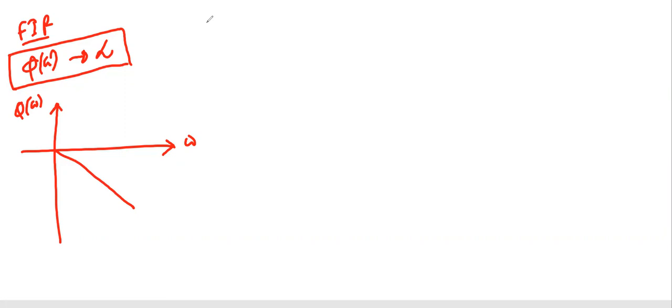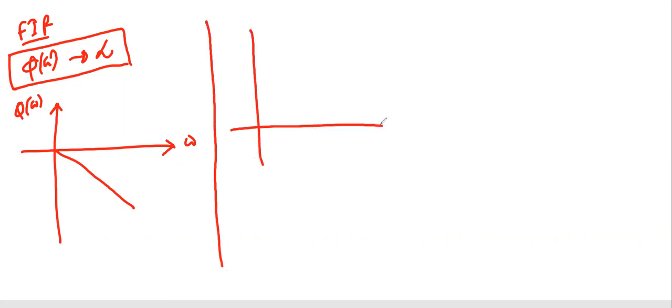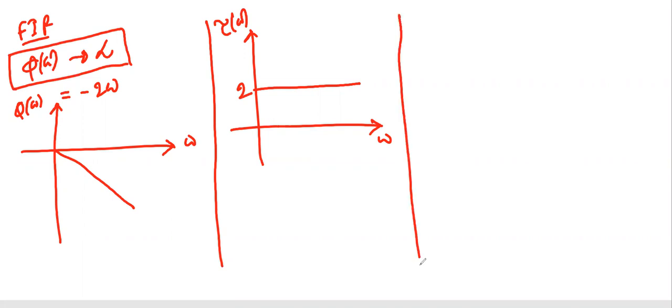Now, what about the group delay? In this case, the group delay can be represented as tau of omega, and it is a constant value. For example, if the phase equals minus 2 omega, then the group delay equals 2. That means for all frequencies, the delay is 2. What does it mean in practical sense?